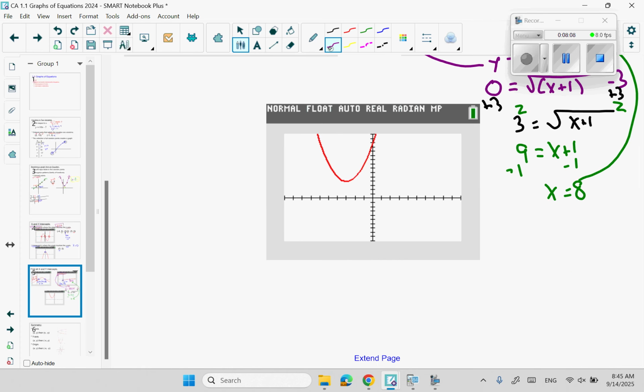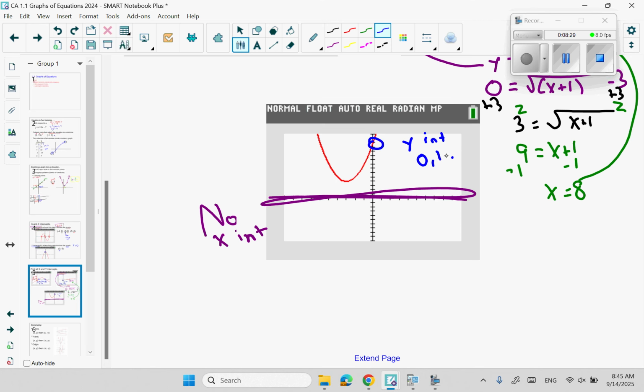This last one, we can clearly see there are no x-intercepts, which is perfectly fine. This is a quadratic, so it'd be a squared. This one would have no real solutions as well, so it would create imaginary solutions. But then we get a y-intercept at 0, 12.